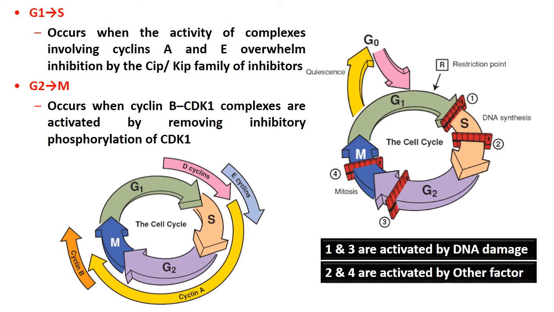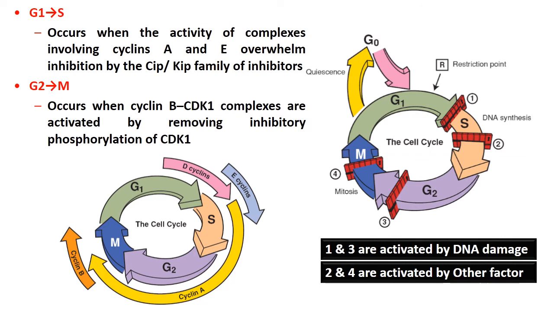So this is the summary of some important events that we have earlier discussed in detail. The transition from G1 to S occurs when the activity of complexes involving cyclin A and E overwhelms the inhibition by the CIP and KIP family of inhibitors, and the G2 to M transition occurs when cyclin B CDK1 complexes are activated by removing inhibitory phosphorylation of the CDK1.